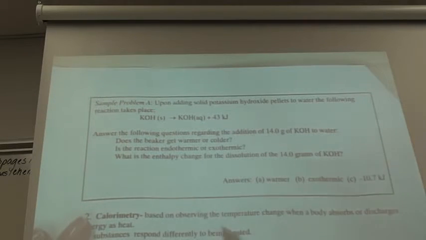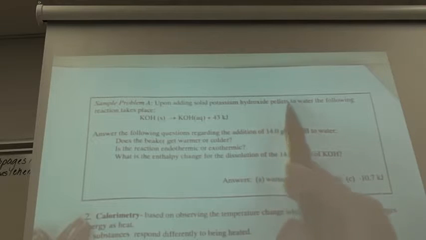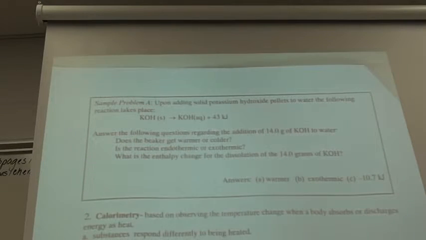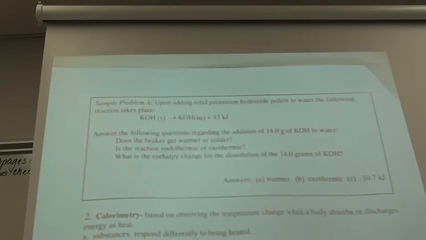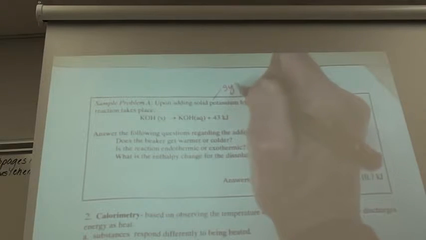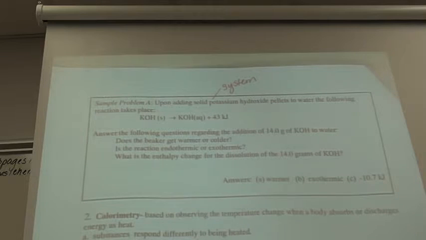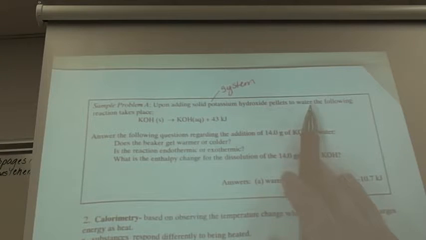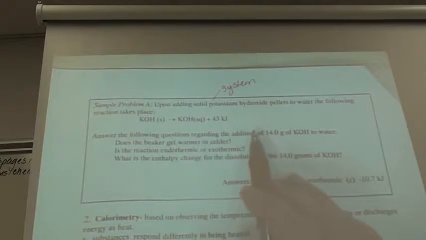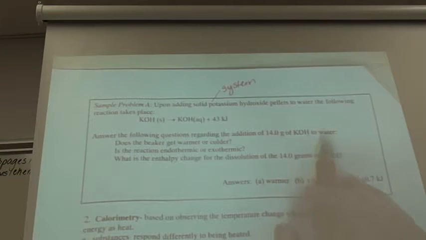Sample problem A. Upon adding solid potassium hydroxide pellets to water, the following reaction takes place. Right this moment in time, please identify the system in this problem. Okay, this would be the system. All right, and the surroundings would be anything that's in the cup, probably the water as well. Okay, answer the following questions regarding the addition of 14 grams of KOH to water.